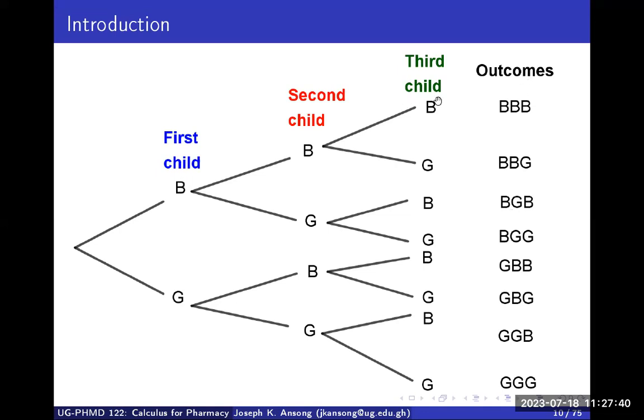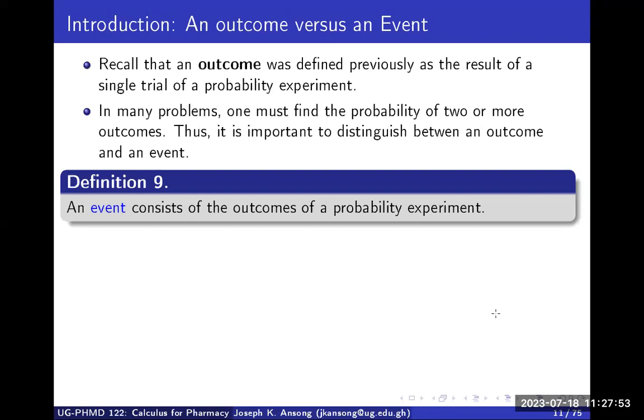So from all these combinations, you can get the outcomes. Boy, boy, boy gives you this. Boy, boy, girl gives you BBG, and so on. That gives you the sample space, all the outcomes. These are classical examples that you'll find under an introduction to probability.